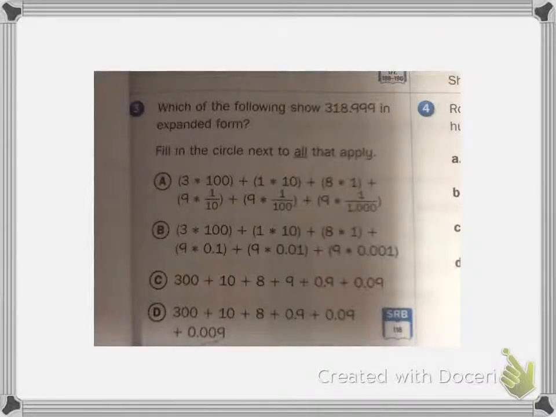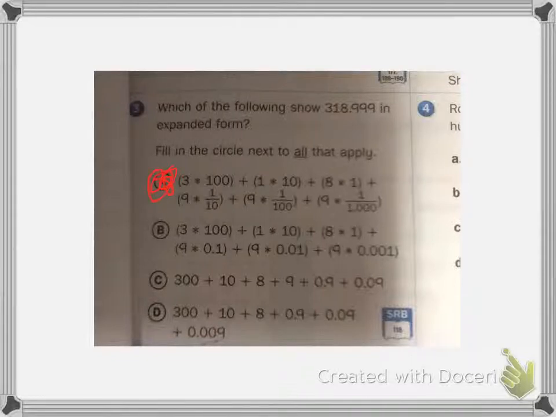Number 3 says, which of the following show 318 and 999 thousandths in expanded form? Fill in the circle next to all that apply. So the first one, we have 3 times 100, which means 300, which is correct. 1 times 10, which is correct. 8 times 1, which is an 8 in the ones place. 9 times 1/10, which is a 9 in the tenths place. 9 times 1/100, which is a 9 in the hundredths place. And 9 times 1/1,000, which is a 9 in the thousandths place.